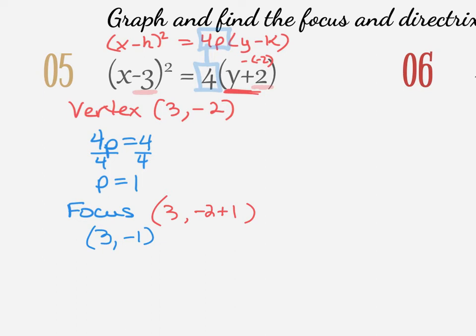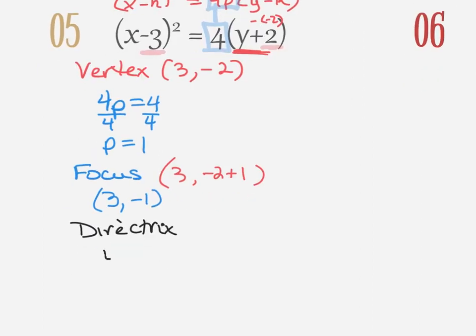My directrix, I'm still using the non-squared variable. So it's the y. And I'm going to do the opposite of p. So I'm going to do negative 2 minus 1. Because this is negative p, or opposite of p. So my directrix equation is y equals negative 3.